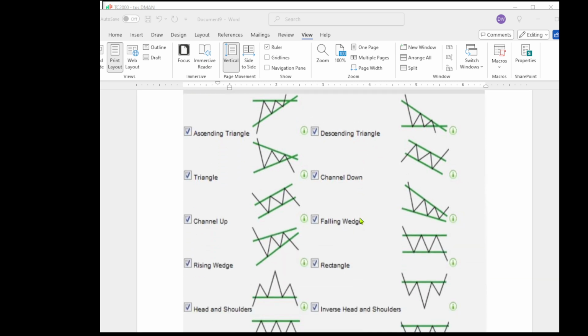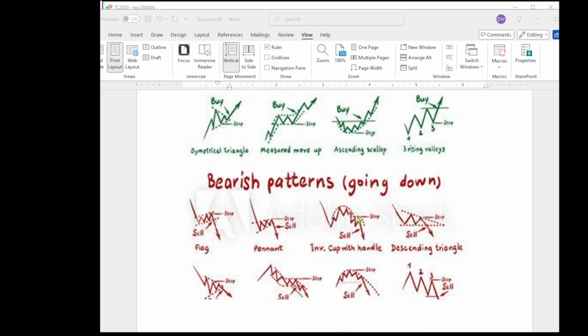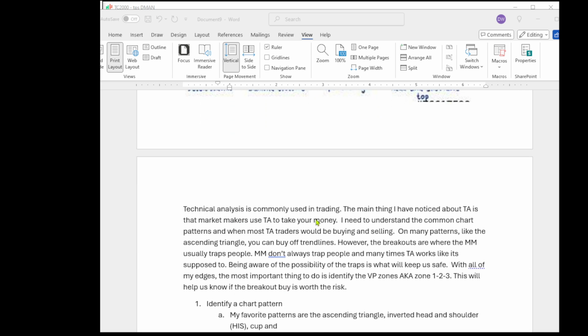So, what we've got is common chart plays on here. And the main thing that I want everybody to know is technical analysis is used for the market makers to take your money. What that means is it's going to work a lot of the times, but sometimes they're going to trap you and trap you big and try to take all the money that you've made from all the other ones, right?